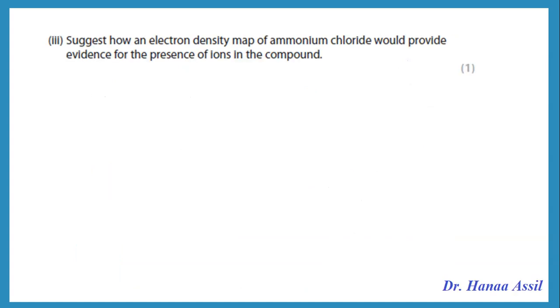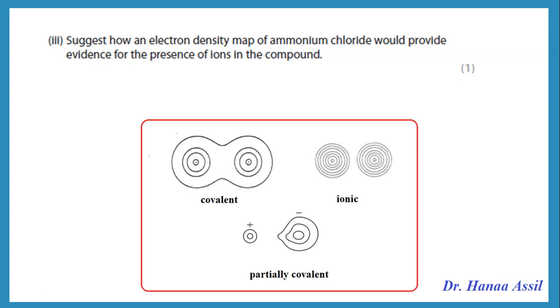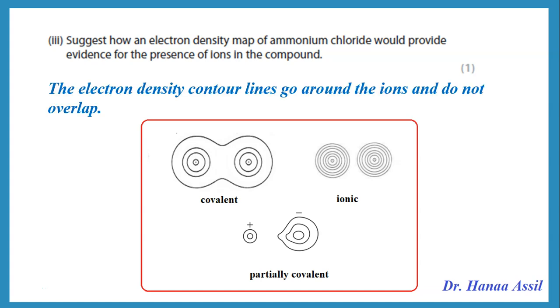Now, how an electron density map of ammonium chloride would provide evidence for the presence of ions in the compound. Now we said if I have ionic ammonium chloride, the bonds between them are ionic. So from the electron density map, what should we see? We should see that the contour lines go around the ions, do not overlap.